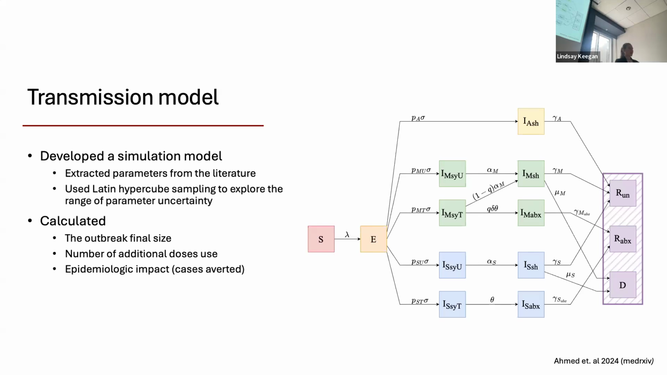And so we developed this model, we extracted parameters from the literature, and we used Latin hypercube sampling to explore the range of parameter uncertainties. You don't need to worry about what that is, but it's this complicated way that allows us to search over the range of all parameters, when you have dozens or even hundreds of parameters, in a scientifically rigorous way. And so we calculate the outbreak final size, so the total number of people infected at the end of this outbreak. We calculate the number of antibiotic doses used, in particular compared to not treating anybody, so additional doses. And then we look at cases averted and deaths averted.